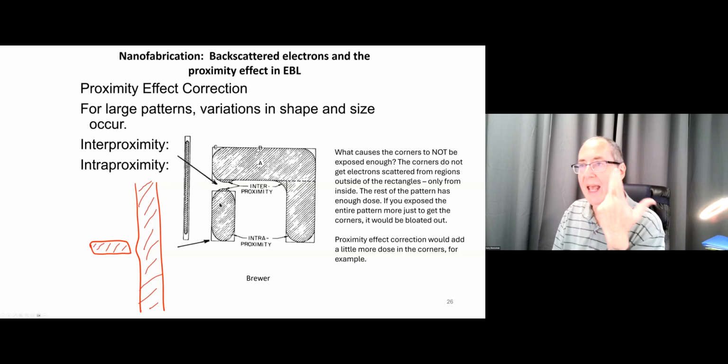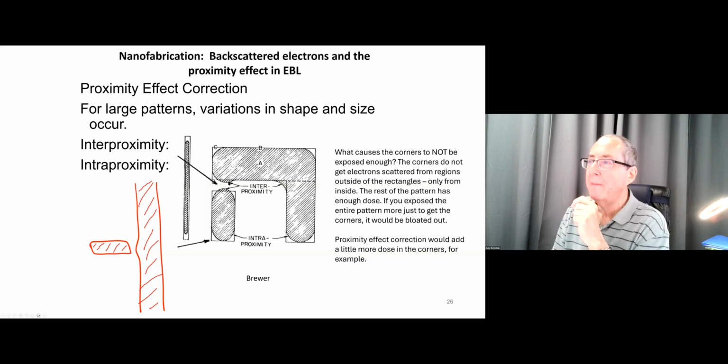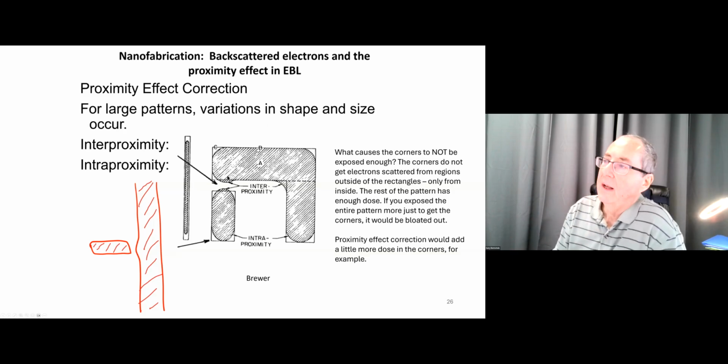So there are two names for proximity effects. Interproximity effects, a little artificial, but it's helpful. That means if I have one pattern and another pattern, they affect each other. So this dose exposed this region, this dose exposed this region, and this dose exposed this region, and in general, you had too high a dose, so this got larger. This is called interproximity effect because they're two separate patterns.